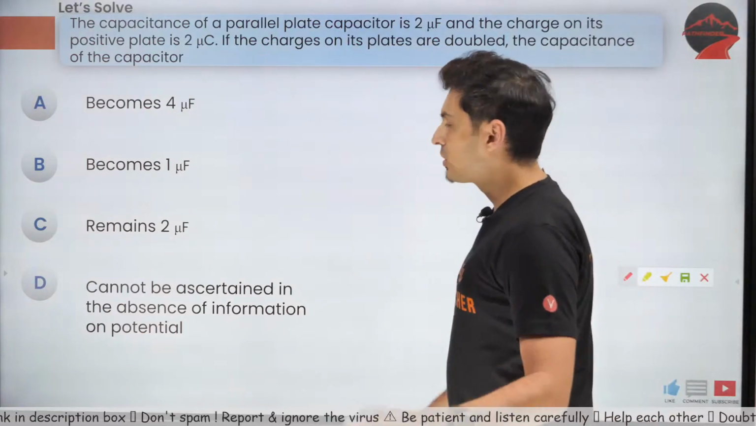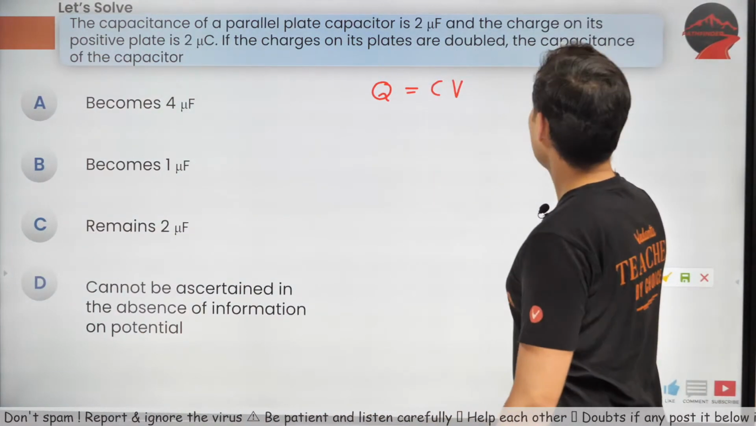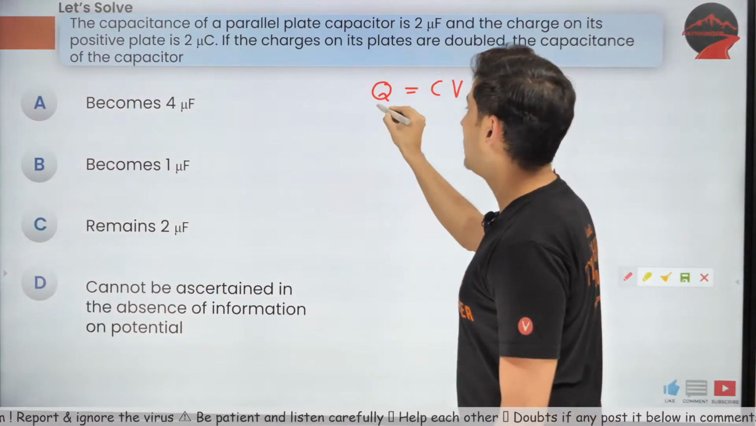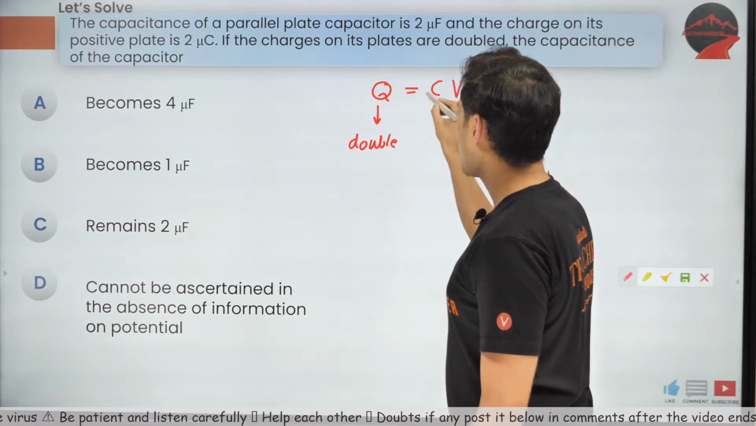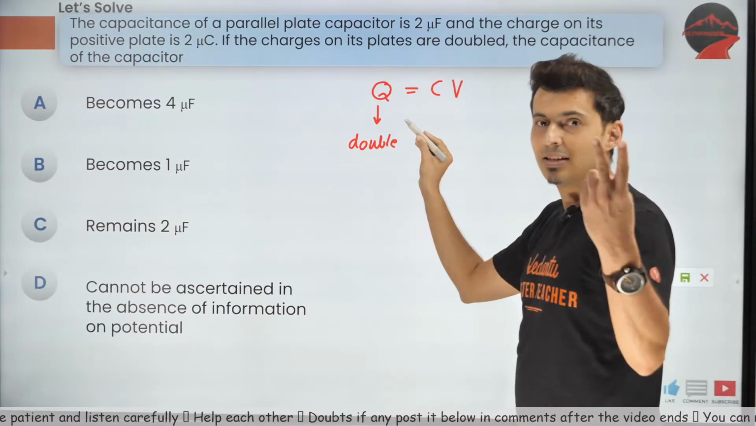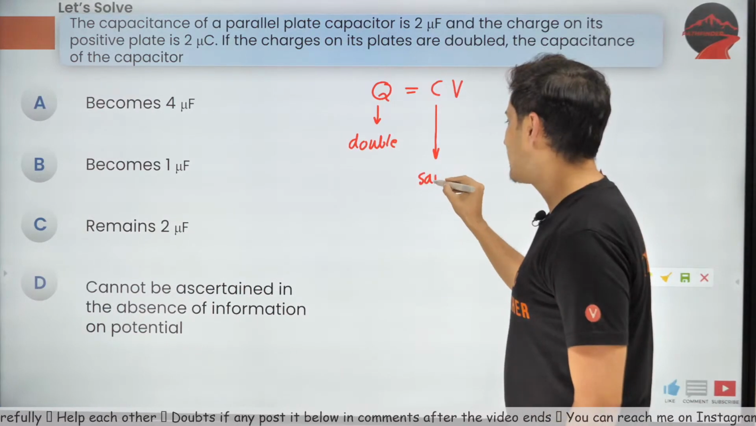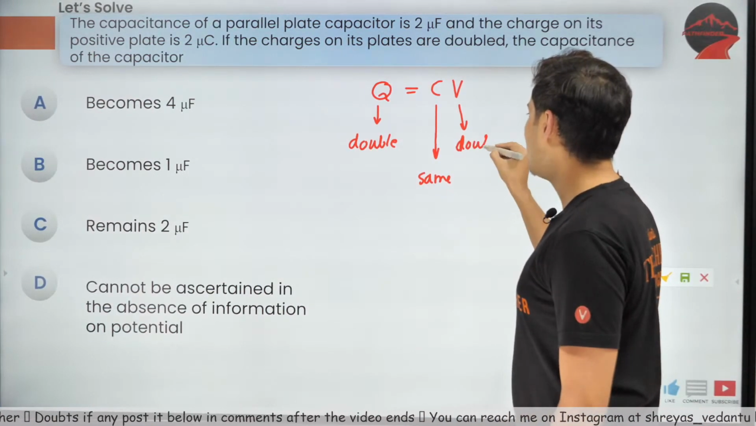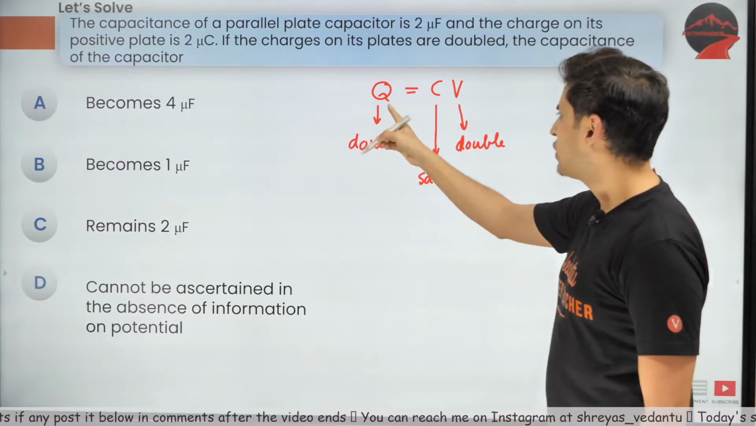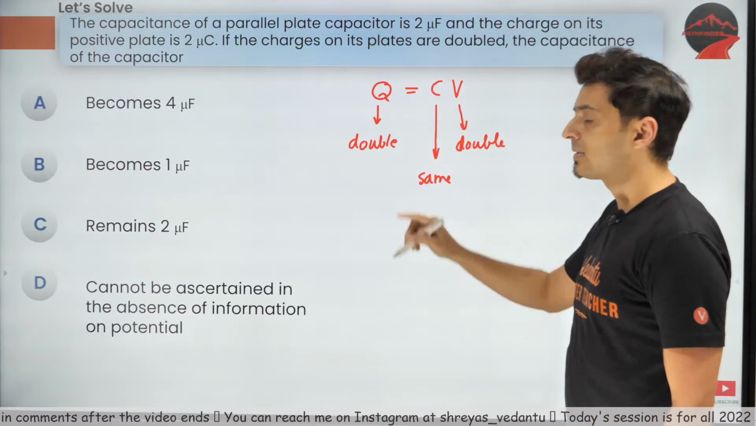Well, most of you are saying C. Q is equal to CV. Here it is mentioned that the charge on the plates is doubled. So if you double the charge, a lot of you might be thinking, sir, capacitance will also double. That's wrong. Capacitance will stay the same. In fact, the potential will double. You will be like, sir, why? Q is increasing. How do you decide whether this will increase or this will increase?